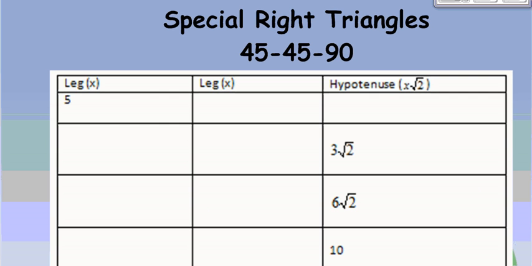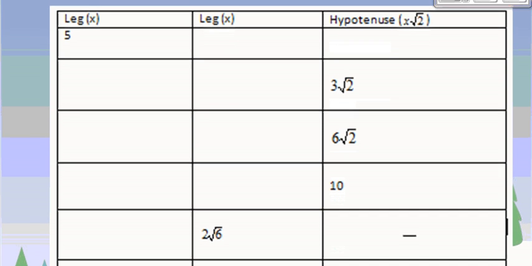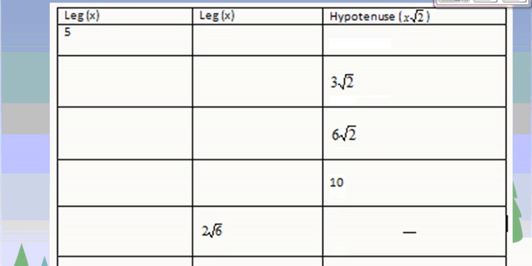So let's look at the chart that's underneath. We're going to fill out the chart. Let's fill out the legs that we can, because we're given the leg here on the first one. That one's pretty easy, it's going to be the same. And then if we're finding the hypotenuse, as you notice up here, we're multiplying by the square root of 2 again. So we're just going to have 5 square root of 2.